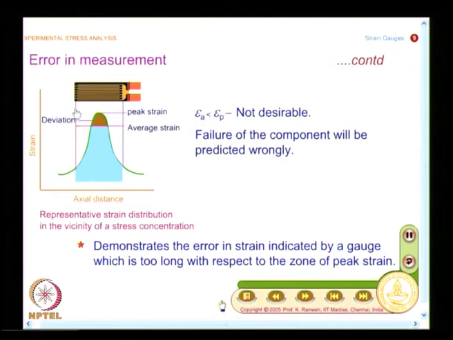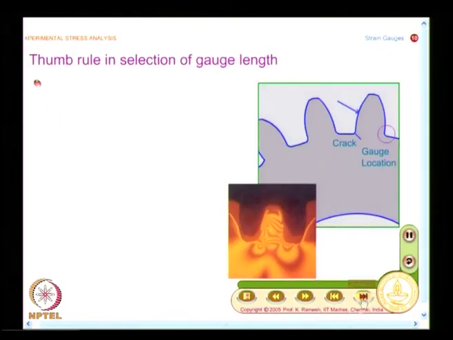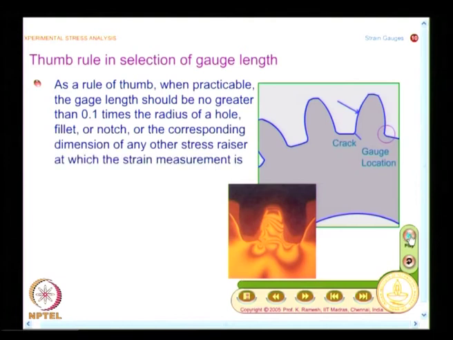You can't take gauge length selection arbitrarily. There are thumb rules available for different class of problems. How do you go about and select the gauge length? So, what you find here is, when you have a nonlinear variation of strain, the gauge length has an influence on the measurement, and you have to be careful. And let us look at two example problems and look at a thumb rule on what I am going to look at.